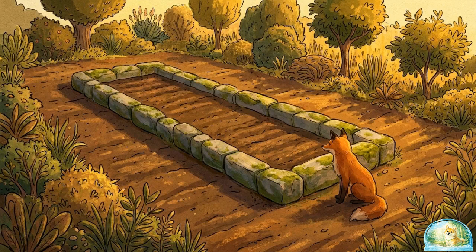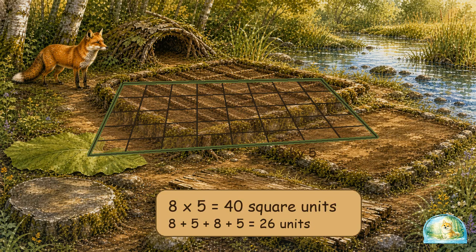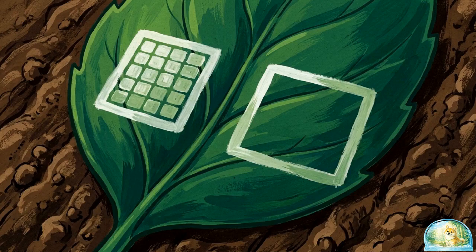Let's test those rules again on a longer, larger garden plot. This one is 8 units long and 5 units wide. First, we calculate the area by multiplying the dimensions to get the space inside. 8 times 5 gives us 40 square units. Next, we find the perimeter by adding the 4 exterior sides. 8 plus 5 plus 8 plus 5 gives us 26 units. 40 square units inside, but a walk of 26 units around the edge. That matching number on our first plot was just a coincidence. Area and perimeter reliably give different answers because they are answering entirely different questions.